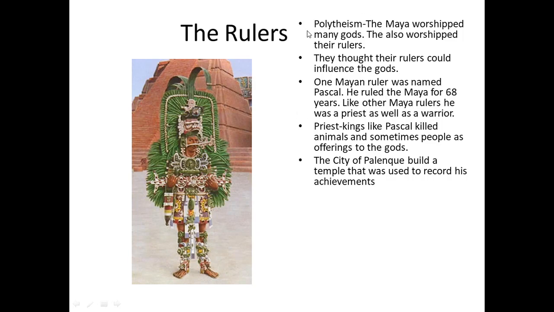Polytheism means, from the word poly, meaning marami. They have so many gods. Meron silang sun god, moon god, forest god, water god, river god, agriculture god, and so on. So, the Maya worship many gods.